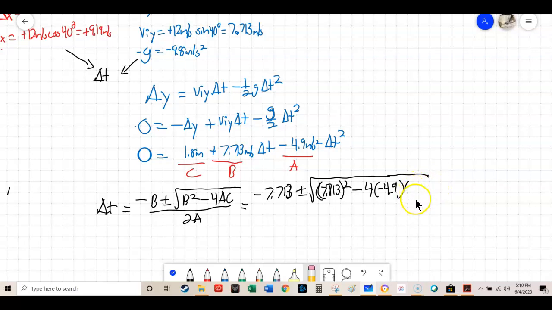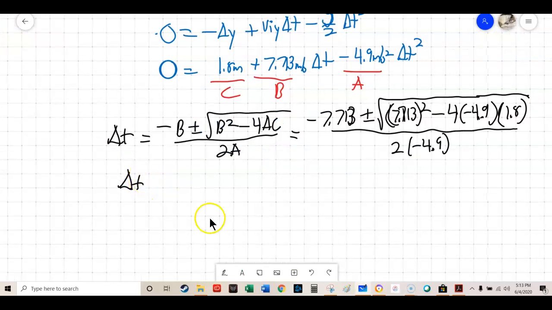Just rewrite that all together. It'll look a little bit better. It is going to be 1.8. All right. Divide that by 2, and that's times a, which is negative 4.9. All right. Let's do this.